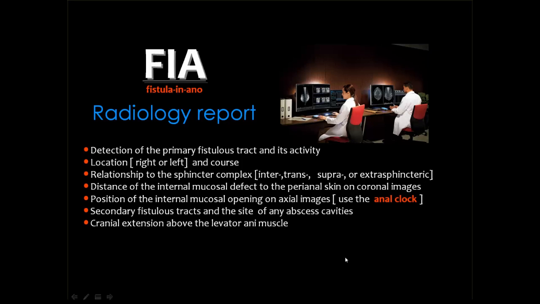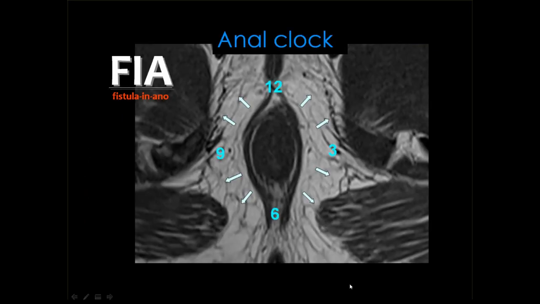Then you measure the distance between the internal opening and the external opening. You measure the length of the fistula tract. Then you should locate the position of the internal opening using the anal clock. Then if there are side tracts or abscesses, you should mention them, and you should detect the cranial extension above the levator ani. These are the items that should be included in the report.